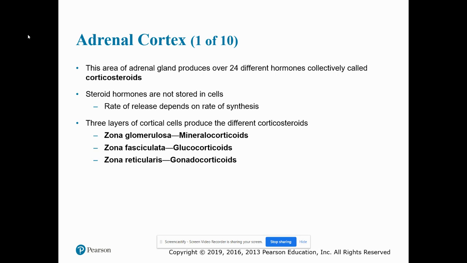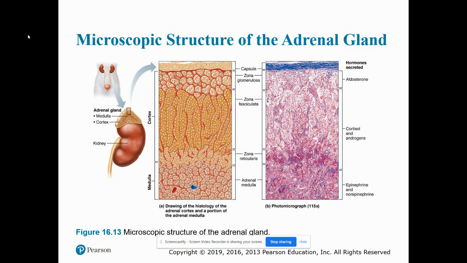There's 3 different layers of cortical cells that produce different corticosteroids. The outer layer is known as the zona glomerulosa, and it's going to produce mineralocorticoids. The middle layer is the zona fasciculata, and this is going to produce glucocorticoids. And then there's the zona reticularis, and this is going to produce gonadocorticoids. And then we see each of the layers: glomerulosa, fasciculata, reticularis.